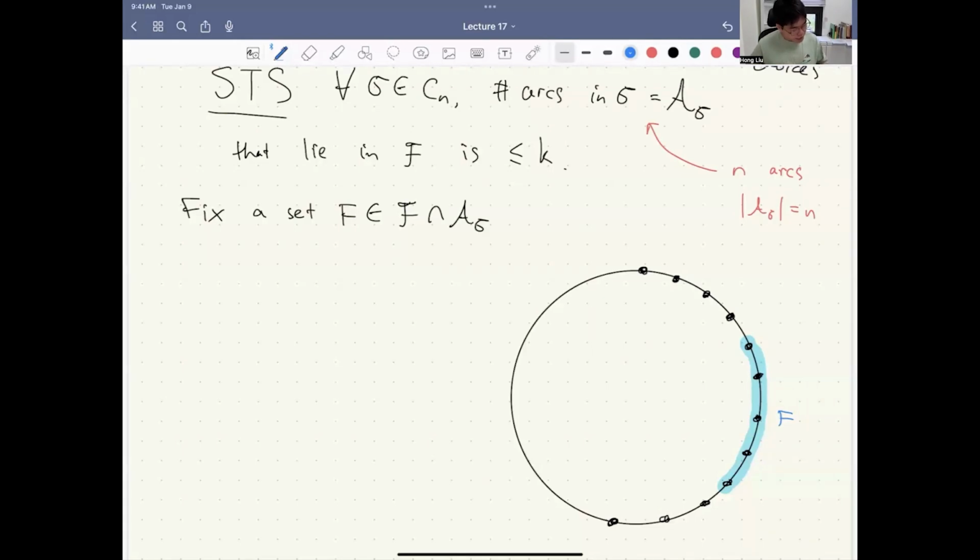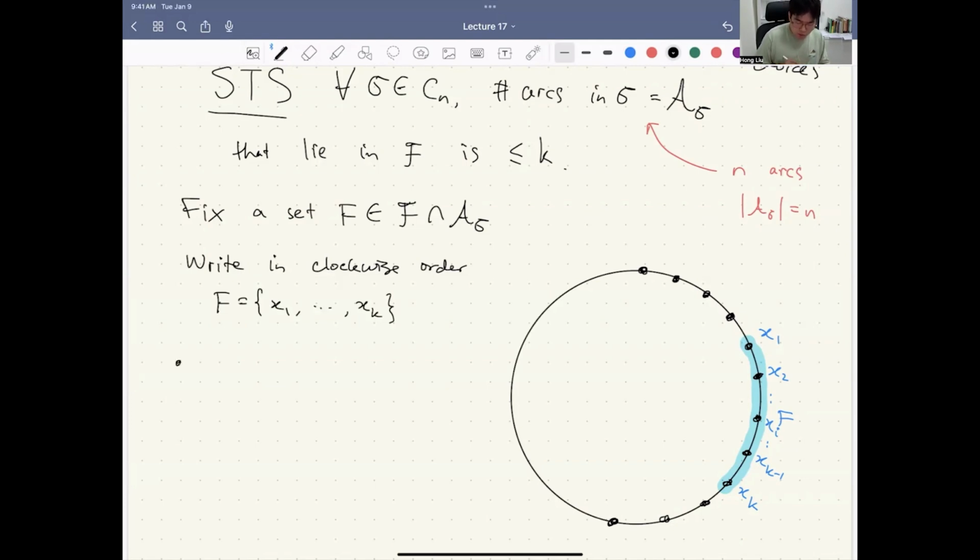And let's call the elements of this set, in the cyclic clockwise order, x1, x2, dot dot dot, xi, dot dot dot, x_{k-1}, xk. It's of size k, right? Now, write in clockwise order, F is x1 to xk.